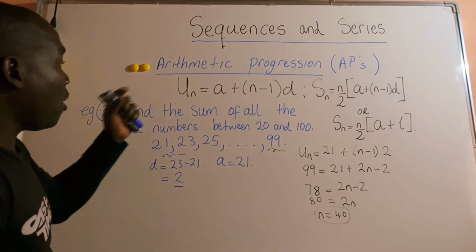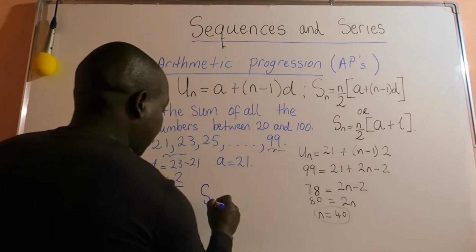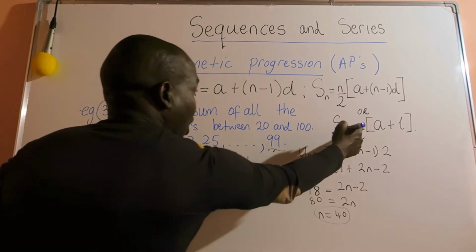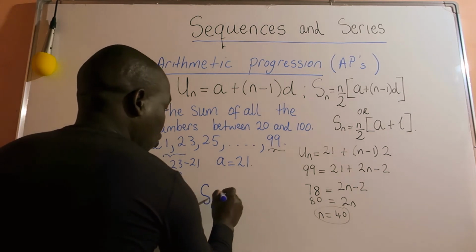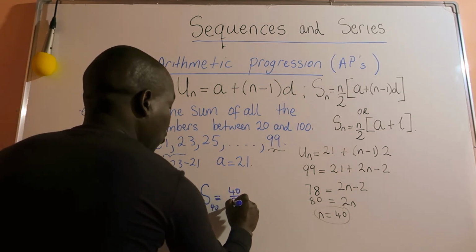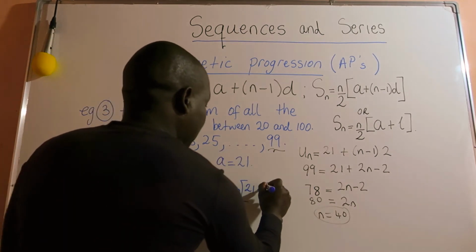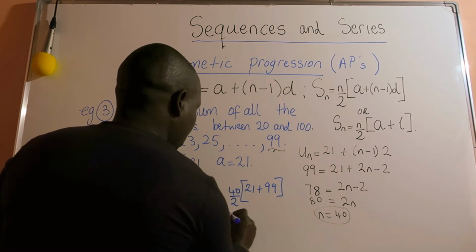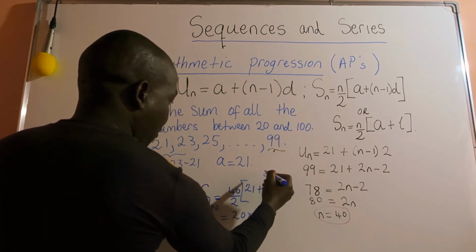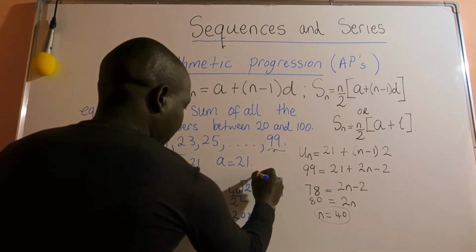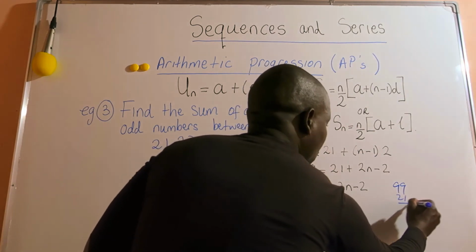So now, in our formula, we want the sum. So we want the sum of the first n terms, the first 40 terms, is equal to n over 2. I can use the second formula because I have the last term, which is 99. So I can go, this is 40 over 2 bracket A, the first term is 21, plus the last term, which is 99 here. Alright, so this is basically 20 by, if I add here, let me add here again, 99 and 21.